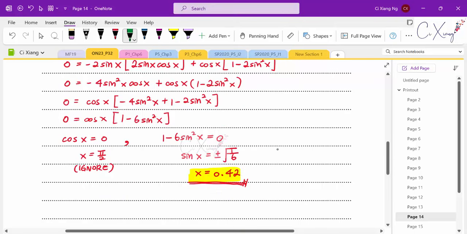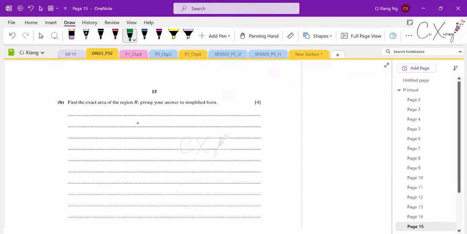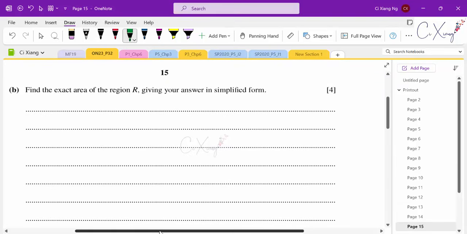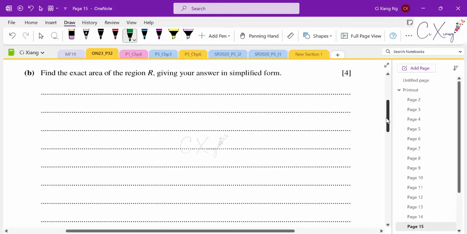And now let's continue with part number B. Okay, so for part number B, find the exact area of the region R, giving your answer in a simplified form. Exact area, highlight the keyword exact area. So to find the area under the graph, basically we need to do integration. We need to apply integration.